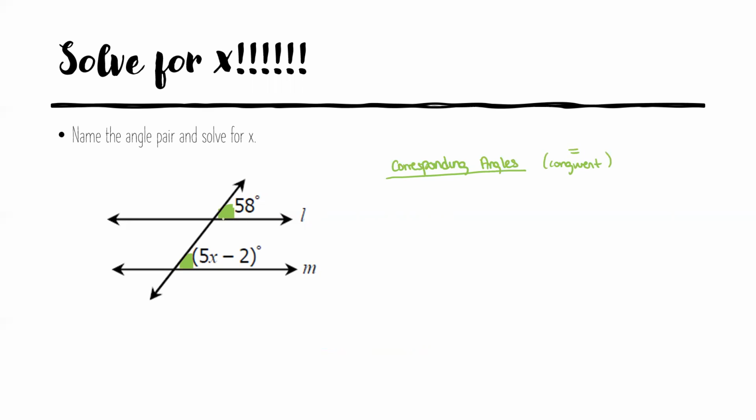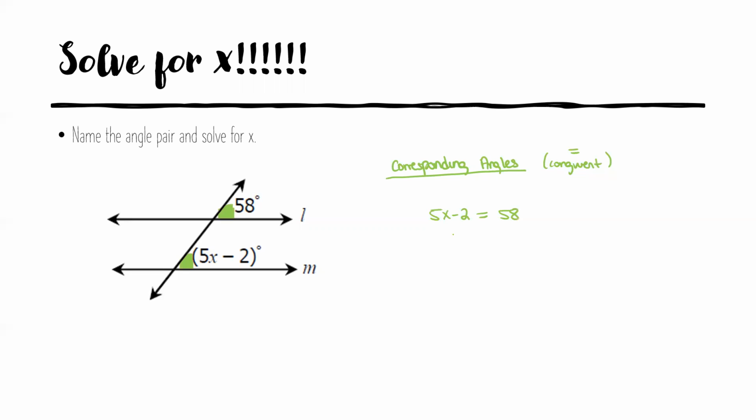So whatever the measurement of this angle is, 58 should equal the measurement of this angle here, which is 5x minus 2. So that means that 5x minus 2, whatever how many degrees that is, should equal 58 degrees. And that's how I'm able to set up my equation. And I know that they are equal to each other because they're corresponding angles. Now I can solve for x.